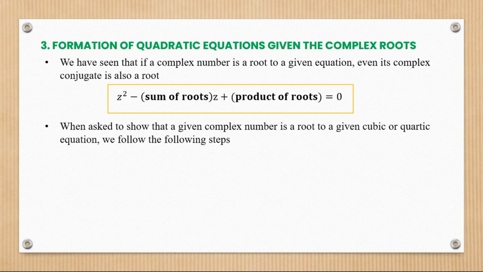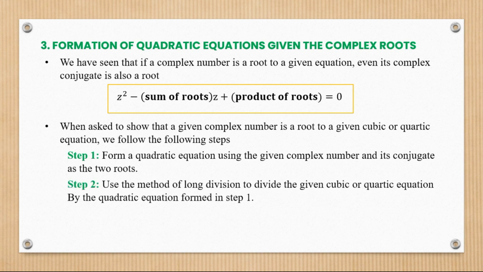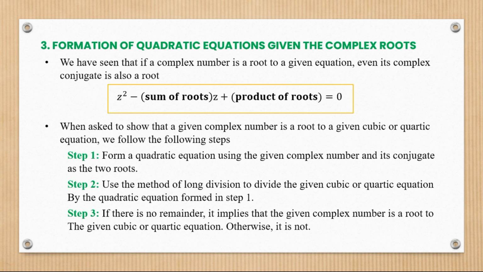So that's the formula. When asked to show that a given complex number is a root to a given cubic or quartic equation, we follow these steps. There are different cases, because we can have a cubic or quartic equation. First, form a quadratic equation using the given complex number and its conjugate as the two roots. Then use the method of long division to divide the given cubic or quartic equation by the quadratic equation formed in step 1. If there is no remainder, it implies that the given complex number is a root to the given cubic or quartic equation. Otherwise, it's not. After that, you would have been able to find the other root. So let's see how this works.